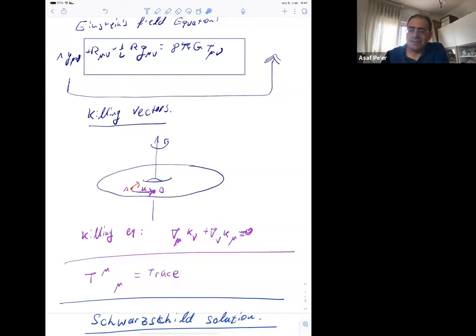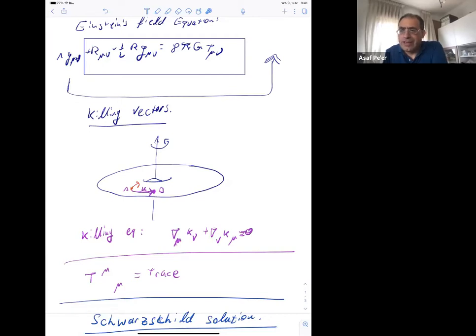Then g becomes eta. If g is eta, then all the derivatives vanish, and the affine connection is going to be 0. So R is going to be 0. So with 0 on the left-hand side and 0 on the right-hand side, this is a solution. 0 is equal to 0. This is the trivial solution, the Minkowski metric. It is a solution to Einstein's equation.